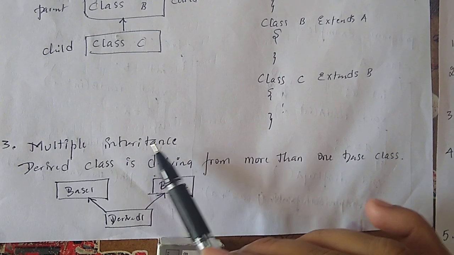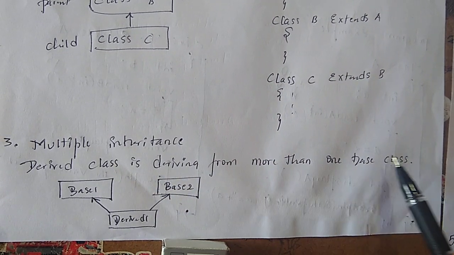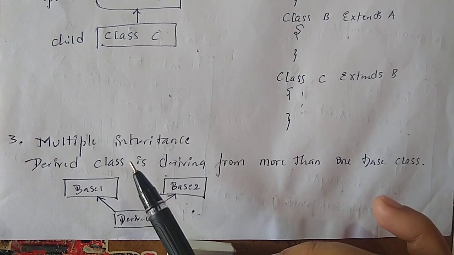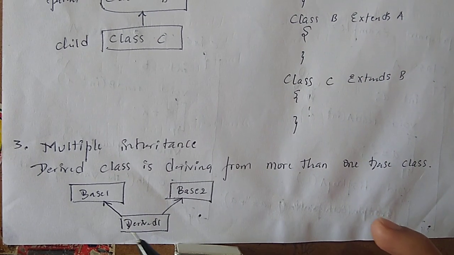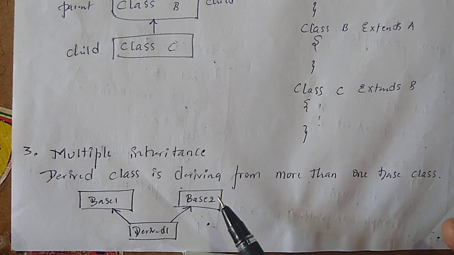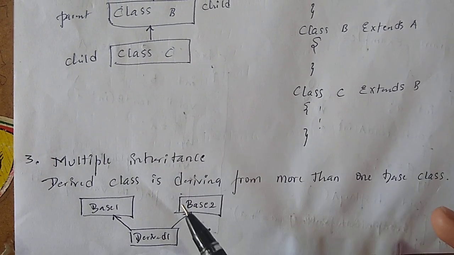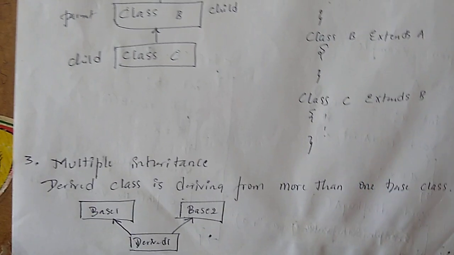There's one more type of inheritance supported in most of the object-oriented programming languages. That is multiple inheritance. If a derived class is deriving from more than one base class, such a type of inheritance is called multiple inheritance. See, for a derived class, base 1 as well as base 2 are both parent classes. Such a type of inheritance is called multiple inheritance.